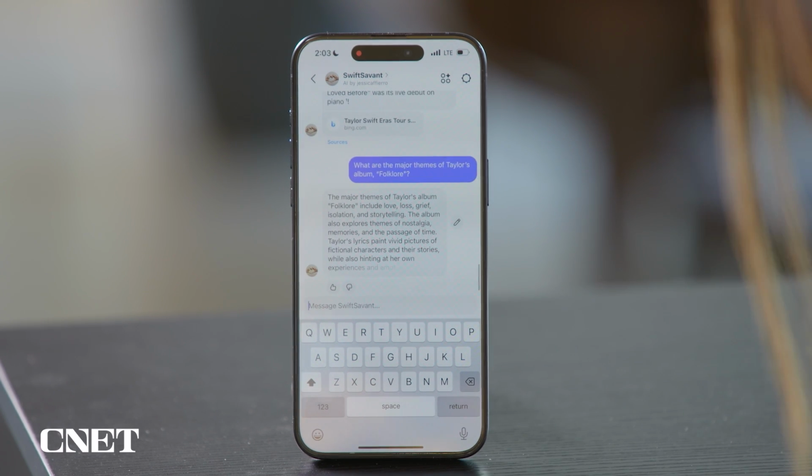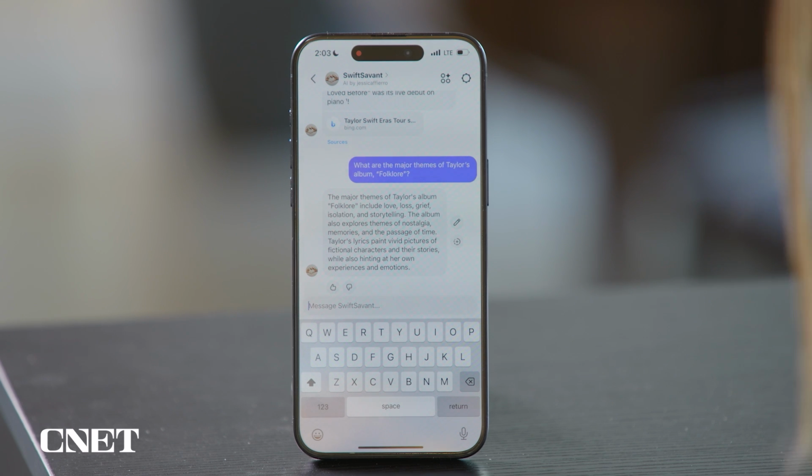Next, I'm asking, what are the major themes of Taylor's album Folklore? The major themes of Taylor's album Folklore include love, loss, grief, isolation, and storytelling. It also explores themes of nostalgia, memories, and the passage of time. I would definitely agree with those themes. They are very present throughout the album.